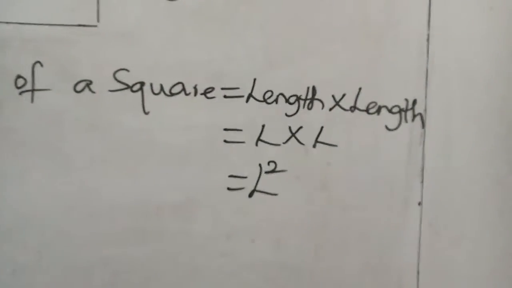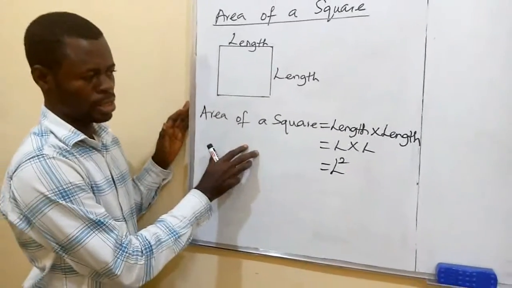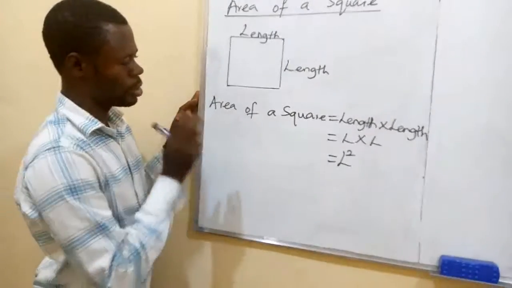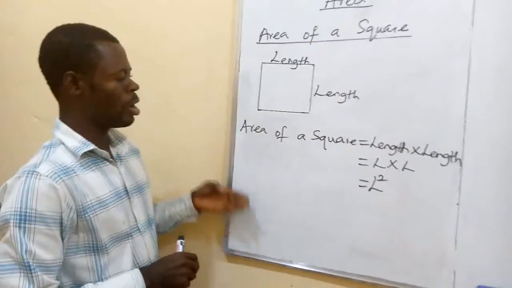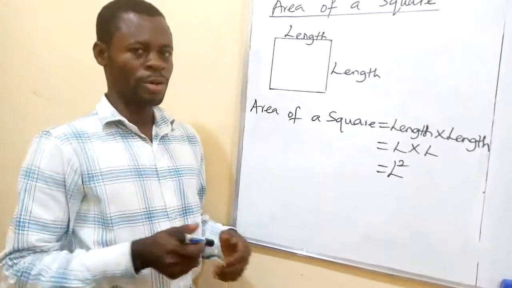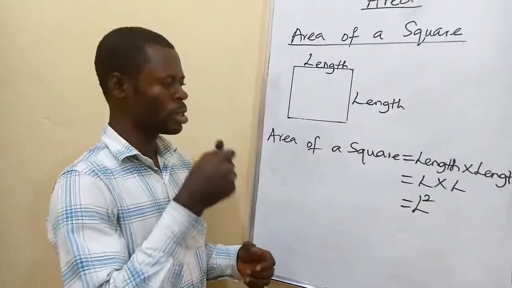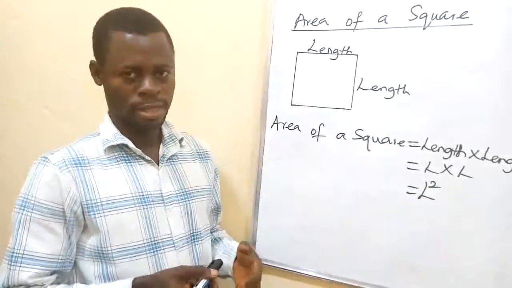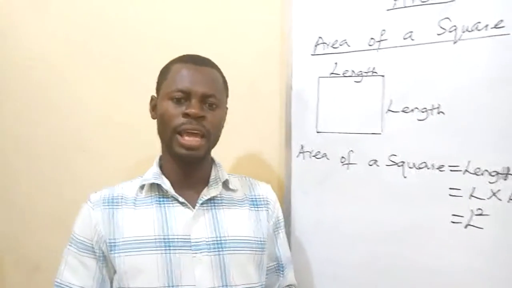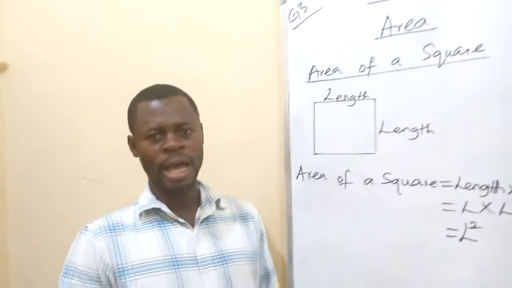Alright, so next, before we proceed to the examples of today, I want you to study this, and you have to know it, so that you'll be able to differentiate between the area of a square and the area of a rectangle. You can repeat after me. The formula for calculating the area of a square is what? Length times length, while the formula for calculating the area of the rectangle is length times breadth. The formula for calculating the area of a square is length times length.